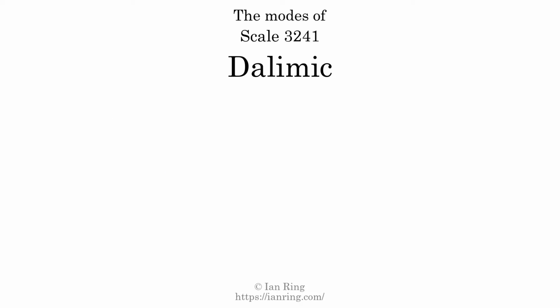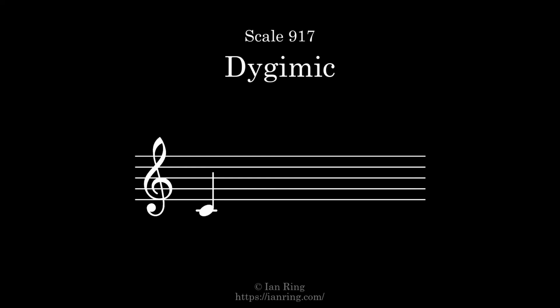This scale has 6 modes. The first mode is itself. The second mode is scale 917, also known as Dalimic. It sounds like this.